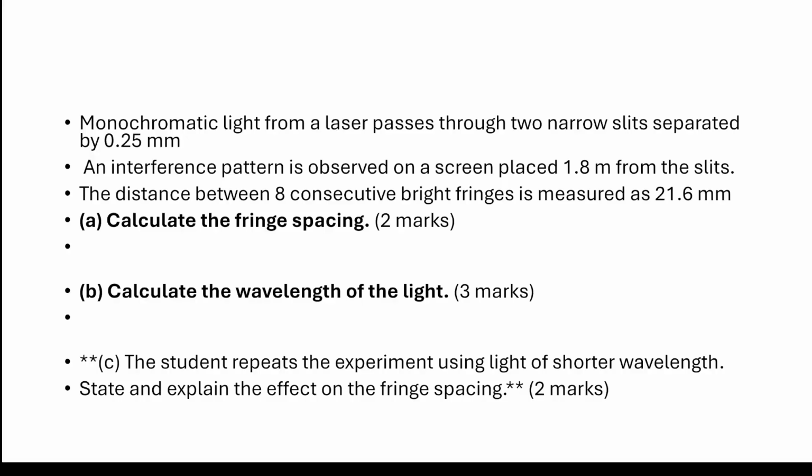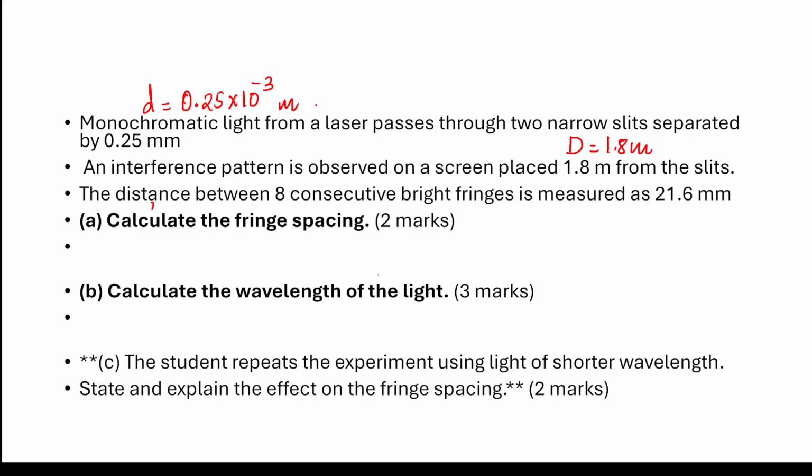Okay, let's do one question then. Monochromatic single wavelength light from a laser passes through 2 narrow slits separated by 0.25 mm. So my small d is 0.25 mm. Don't forget to convert mm to meters. An interference pattern is observed on a screen placed 1.8 meters from the slits. So this is my capital D.